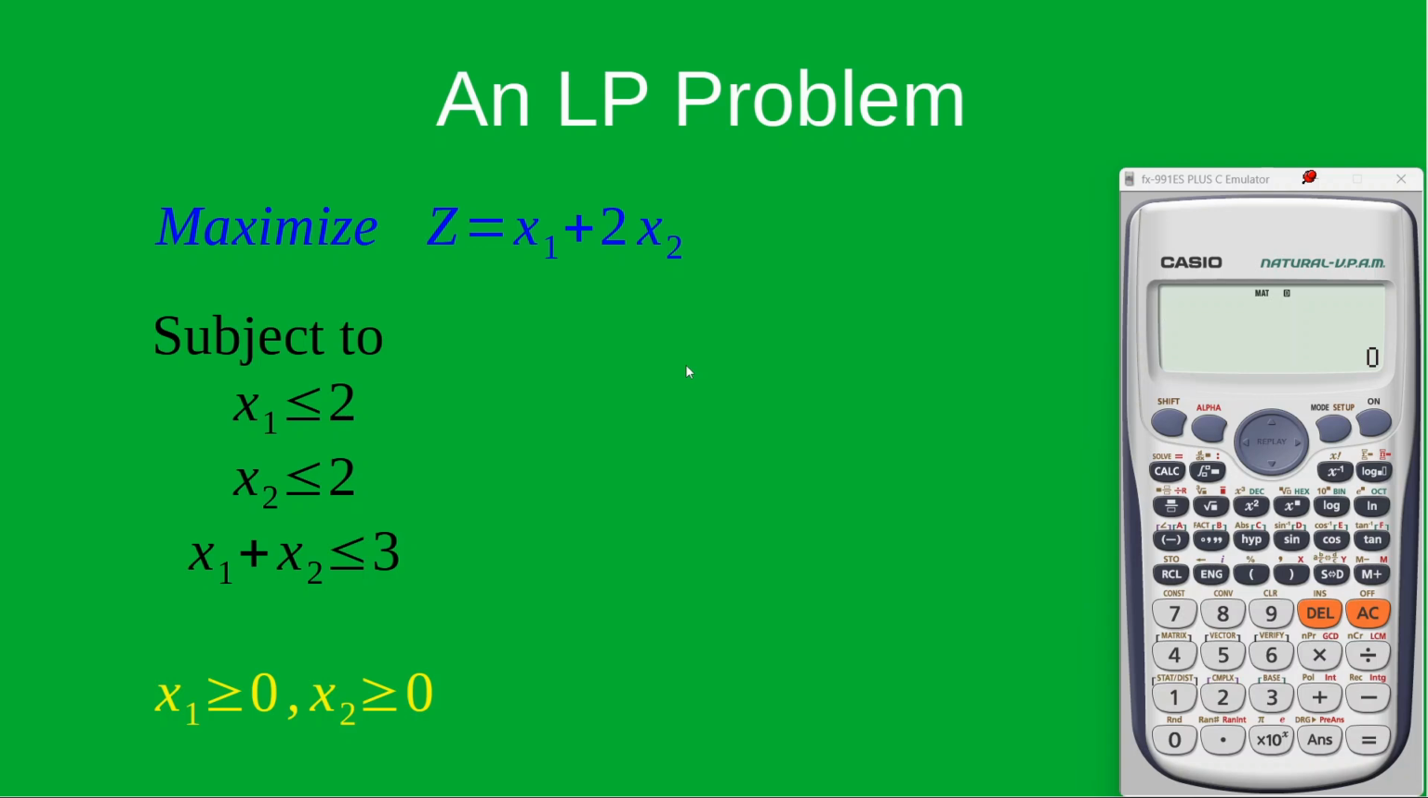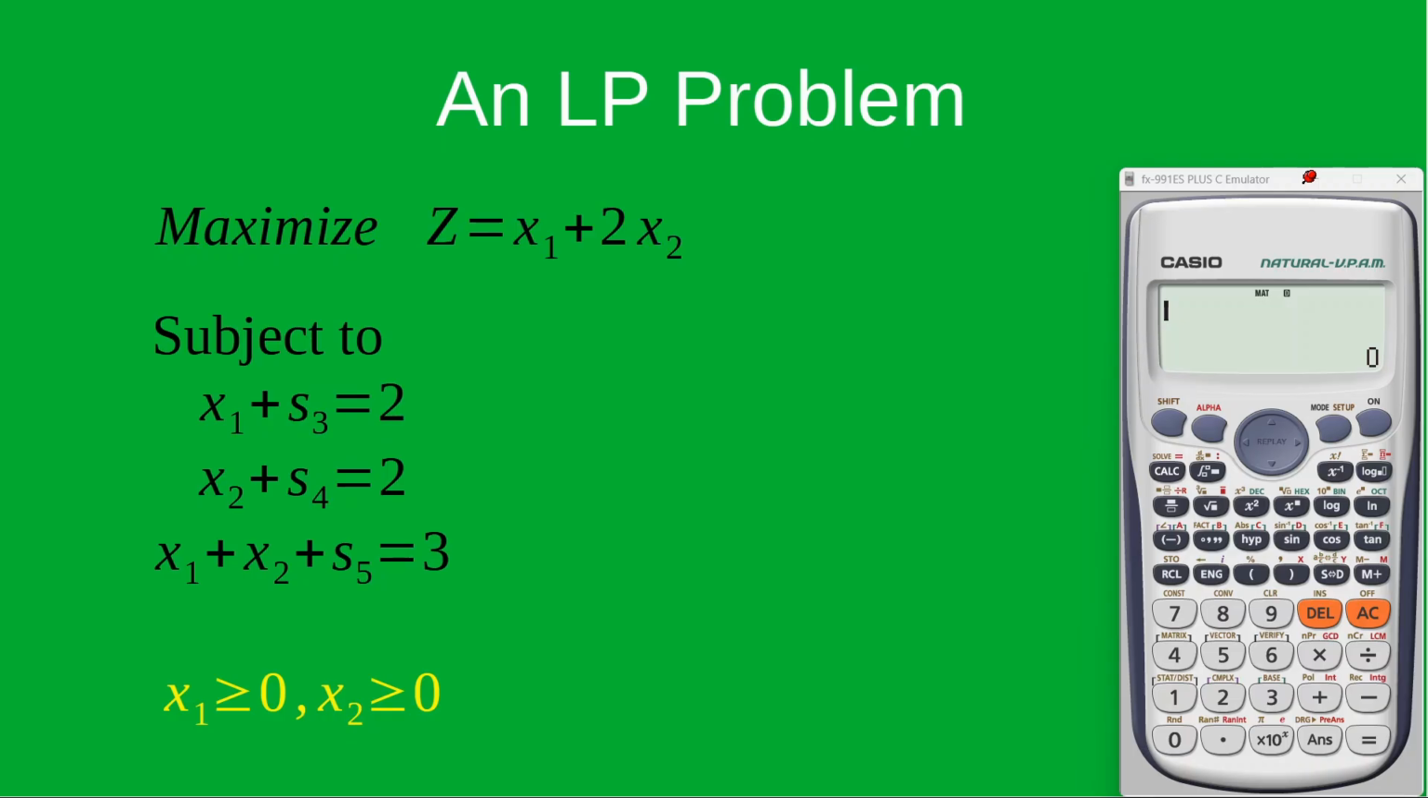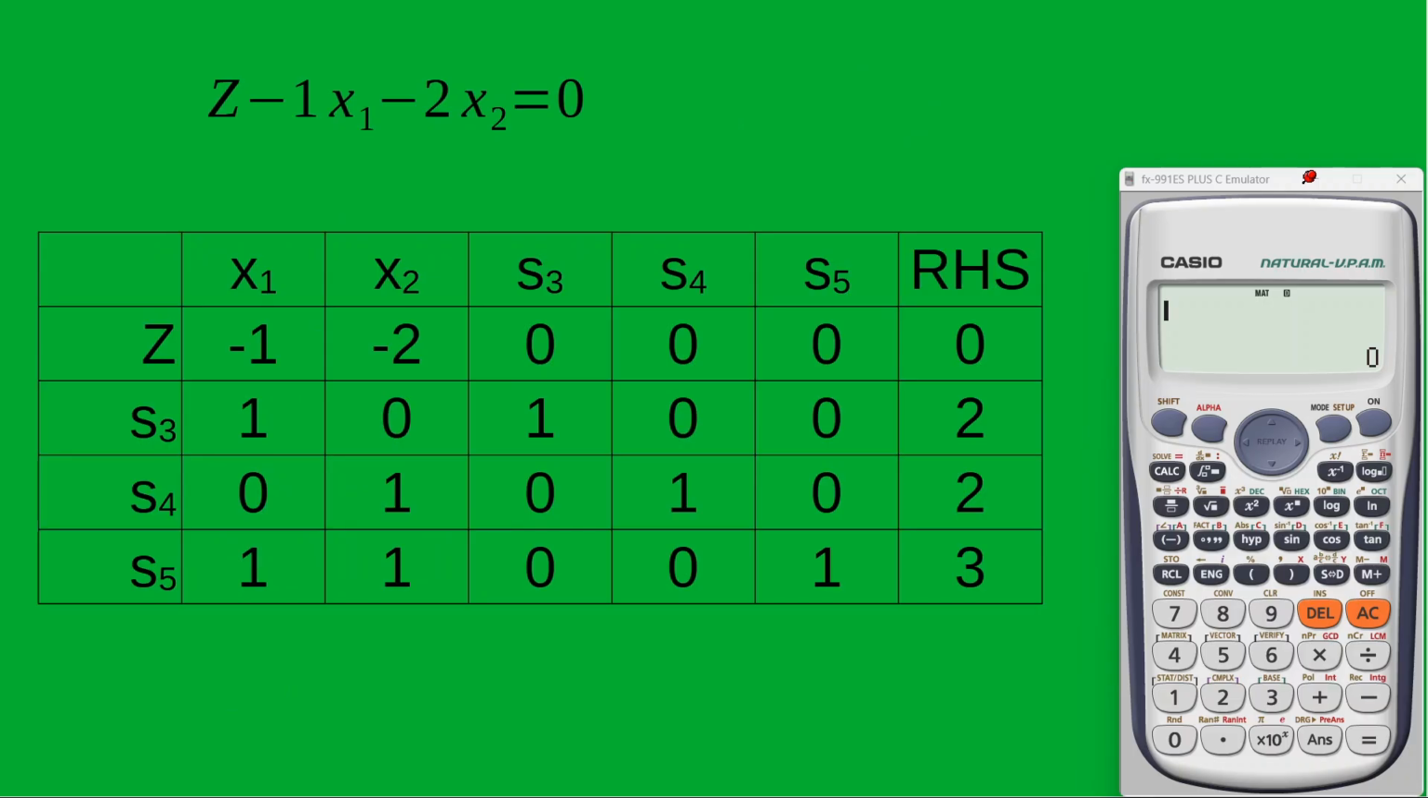Now, how do we solve this linear programming problem using the calculator? For this, we will have to convert the constraints to equalities. So now you have to maximize z is equal to x1 plus 2x2 subject to the equations x1 plus s3, where s3 is nothing but the slack variable, equal to 2, x2 plus s4 equal to 2, and x1 plus x2 plus s5 equal to 3, where s3, s4 and s5 are nothing but the slack variables. And of course, the objective function is now rewritten as z minus 1 x1 minus 2 x2 equal to 0.